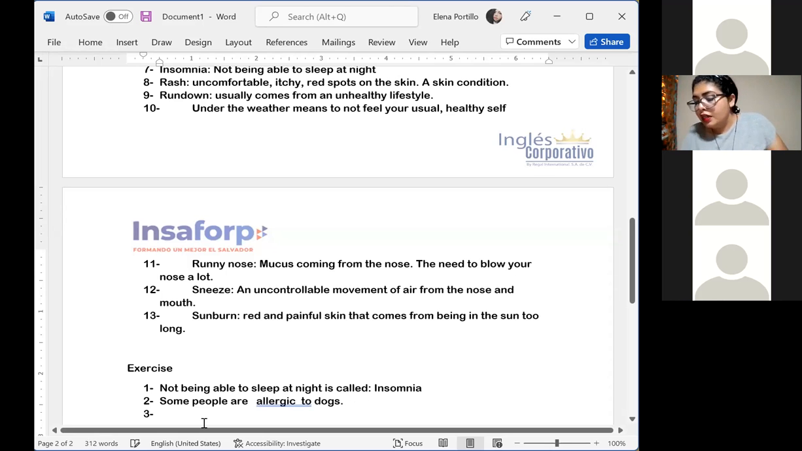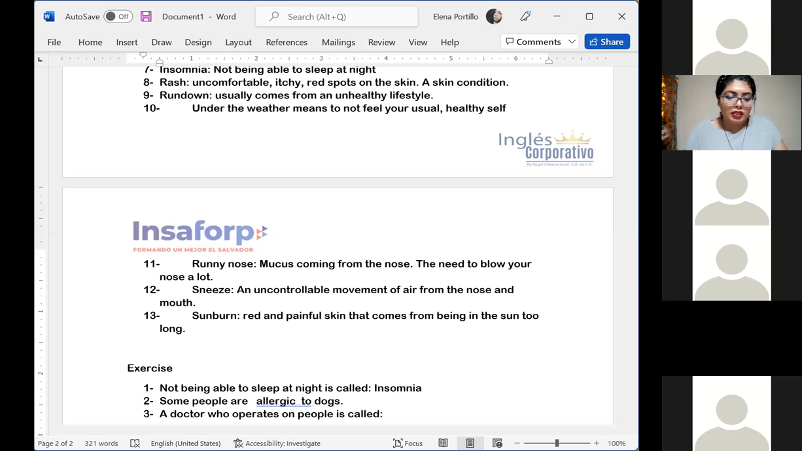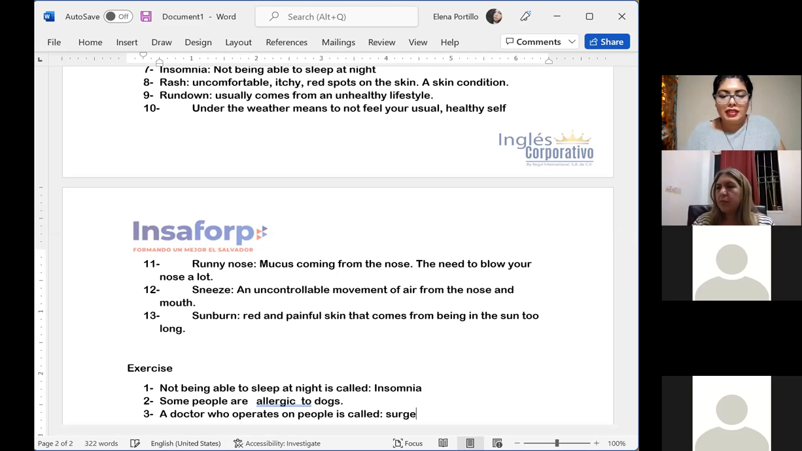Number three. A doctor who operates on people, it's called. Listen, we have four options. Number one, dentist. Number two, cardiologist. Number three, optician. And number four, surgeon. Surgeon. Good. Amazing.